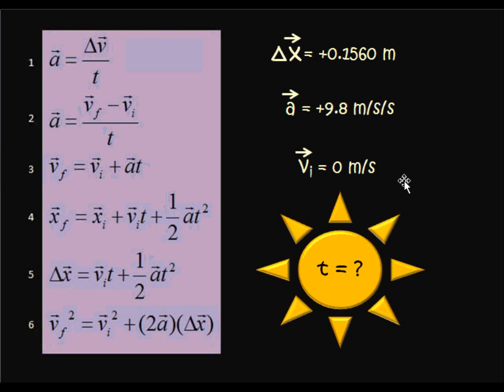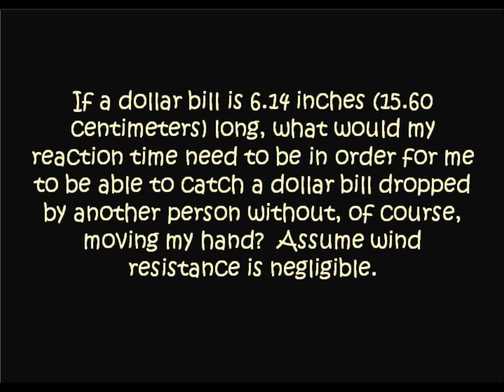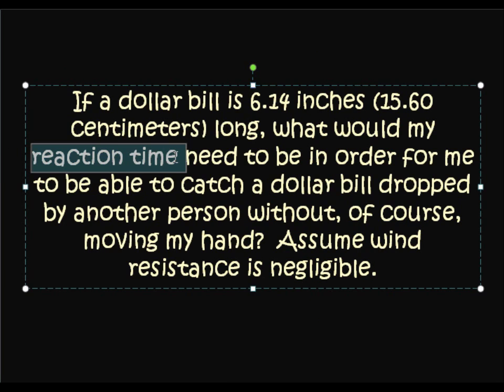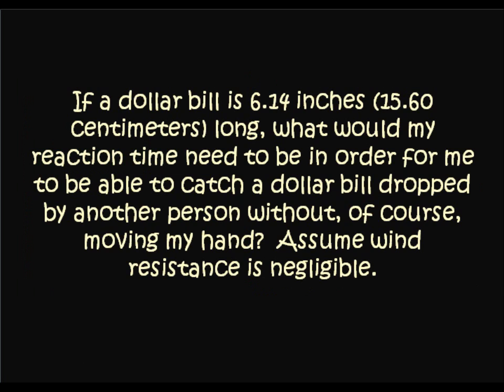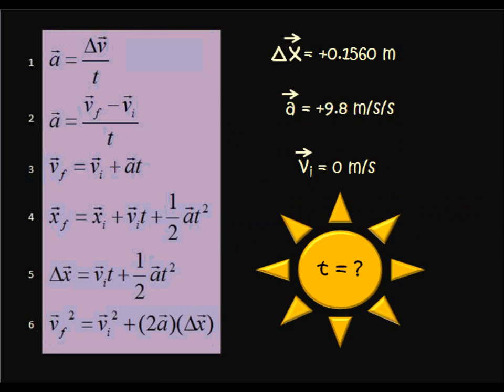Now we have to decide what it is that we're looking for. And if we go back up to the problem statement, it asks us to find reaction time. The thing we're looking for is time. So our goal is time. We want to figure out what t is equal to. So we know displacement, we know acceleration, we know initial velocity, we want time.